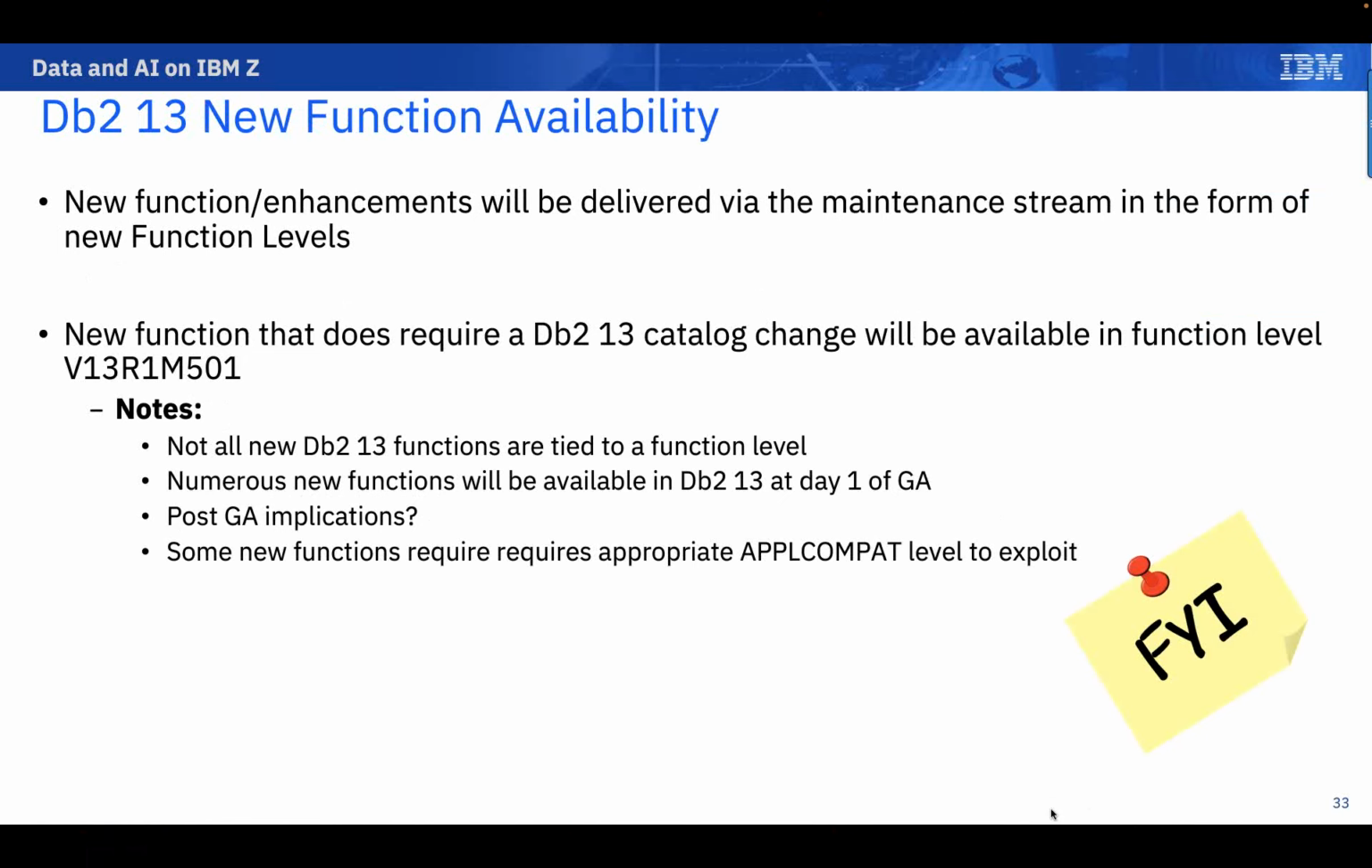So yeah, some of the new functions, not all of them, but some of them, do require an appropriate application compatibility level to exploit. And the application compatibility level follows the function level. So if your function level is 500, you can't have an application compatibility level of 501, unless you had fallen back to an earlier function level.